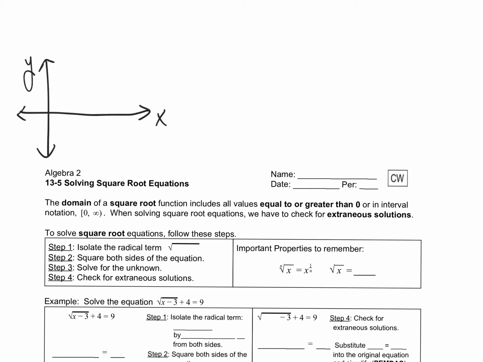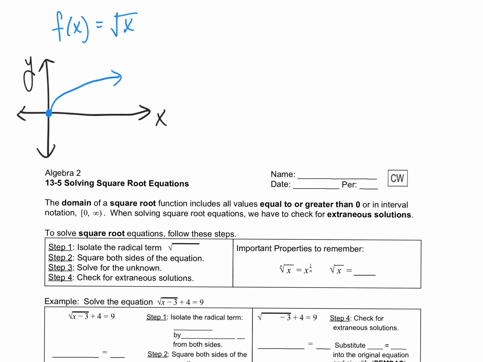Today we're going to start solving square root equations, and before we do that, let's remind ourselves what the parent graph of a square root graph looks like. f of x is equal to square root of x. So a rough sketch of it looks something like this. It's a half sideways parabola.